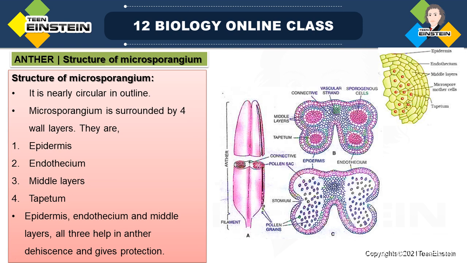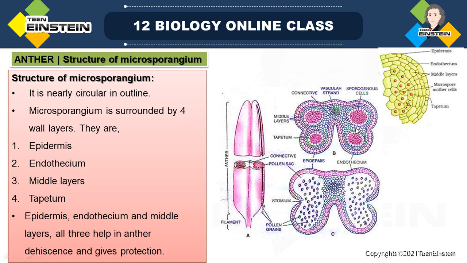Then the structure of the microsporangium. In the first picture you can see a bilobed structure. Each lobe has 2 microsporangia, 1, 2, 3, 4. Here is an enlarged form. Anther is a bilobed structure, and in each lobe you can see 2 microsporangia. In this lobe 2 microsporangia, here also 2 microsporangia.